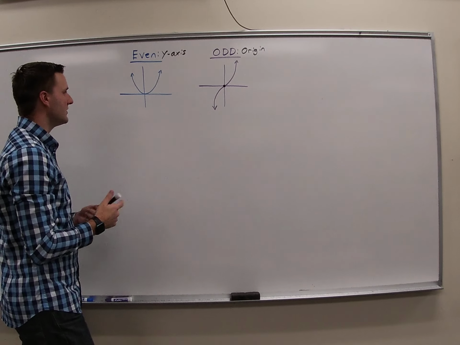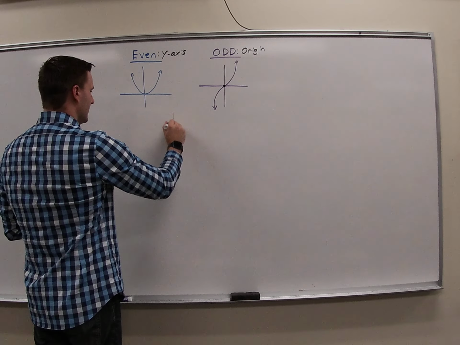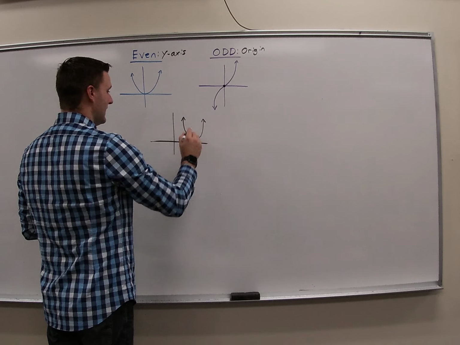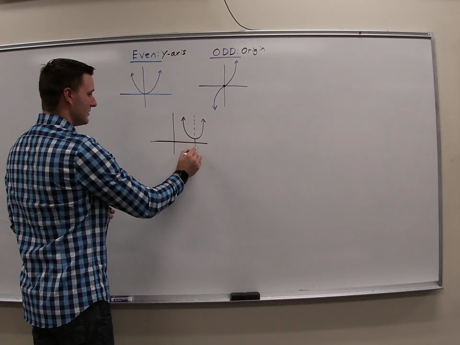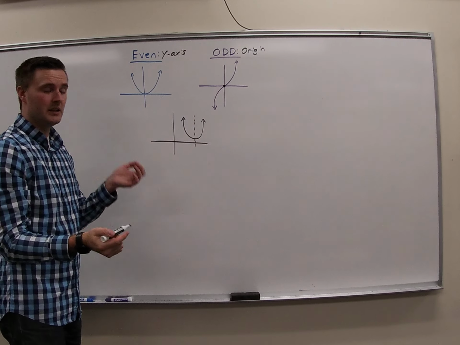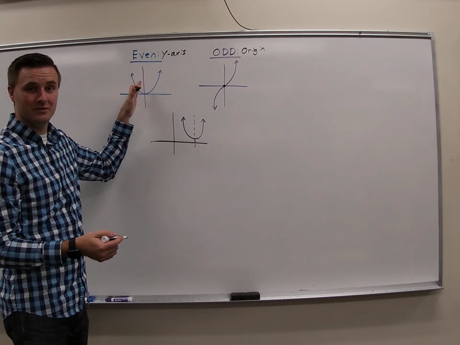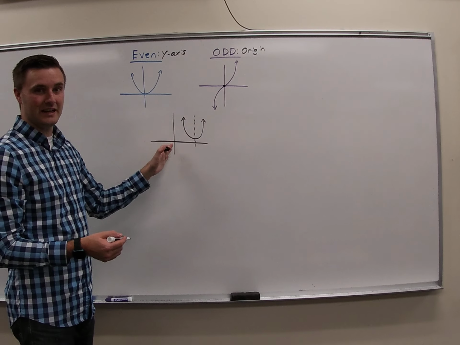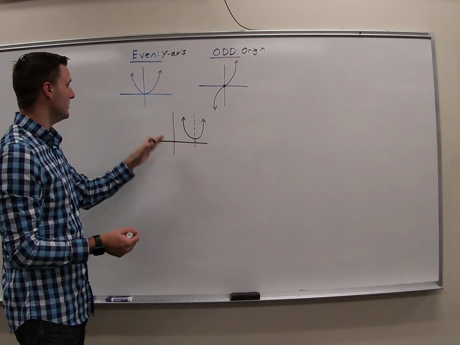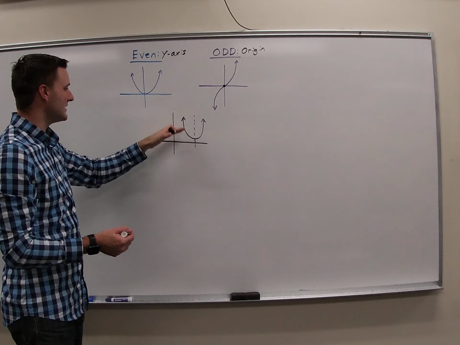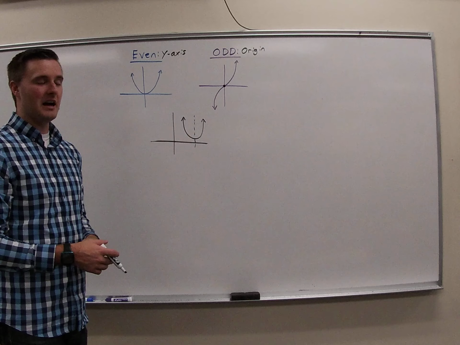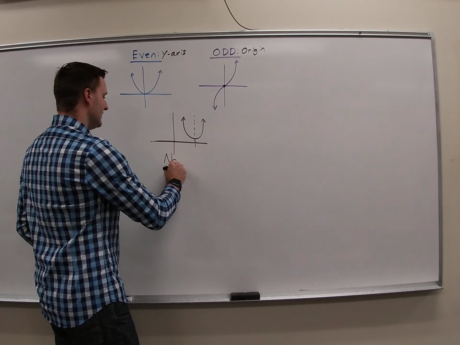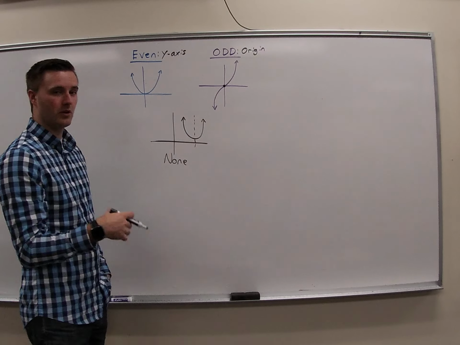Now there are some graphs that are none of these. So for example, if I graphed this function, it does have a line of symmetry. Technically the line of symmetry is here. I can fold that over and boom. But it's not an even function because it's not symmetrical about the y-axis, the line x equals 0. So an even function, even though this looks the same, has to be symmetrical about the y-axis. So this would be none. This is neither even nor odd.